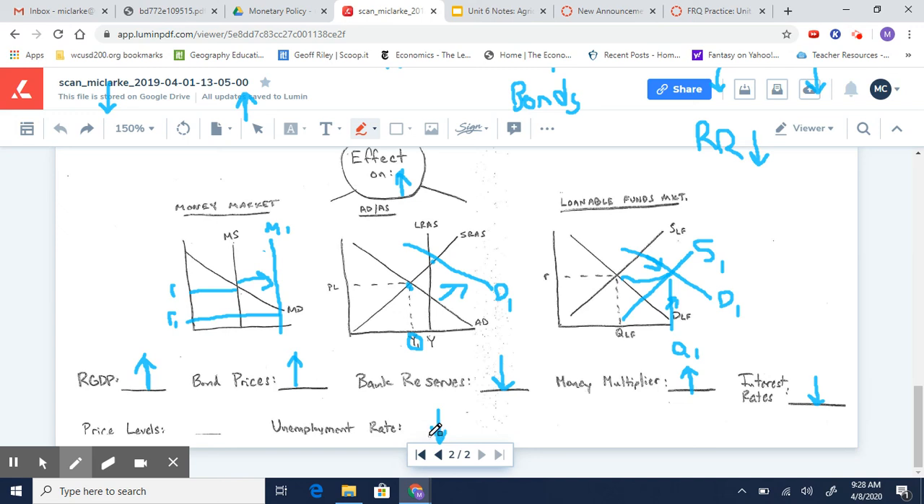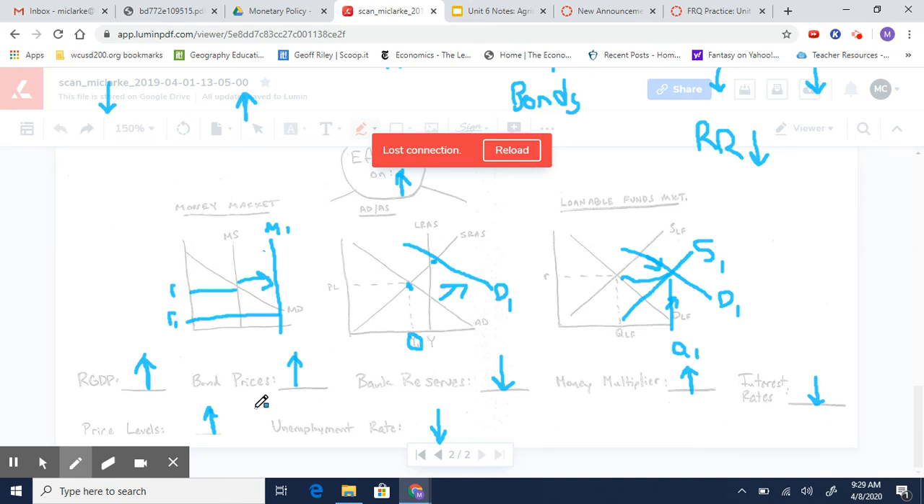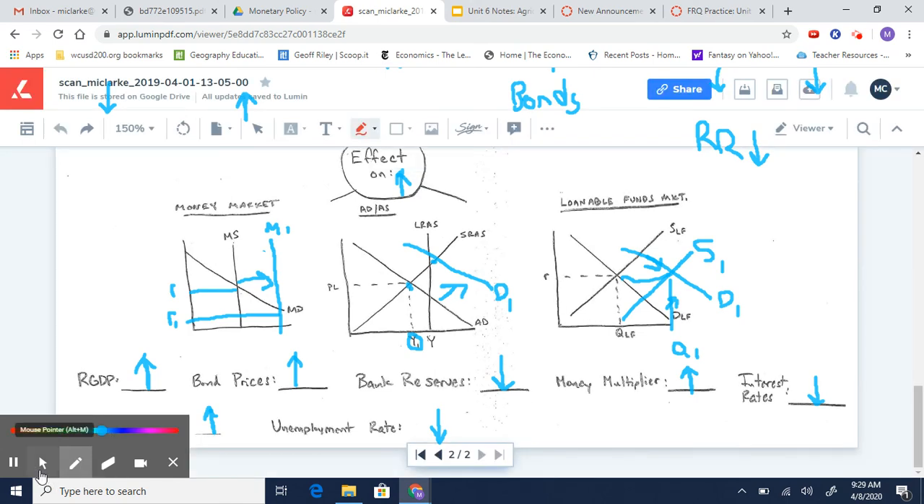Remember, inverse relationship between unemployment and GDP. And if you look right here, prices were here and now they're up here. So prices are rising, which is a good thing in this situation because you want to give businesses incentive to produce. Anytime prices are higher, this gives businesses an incentive to produce.